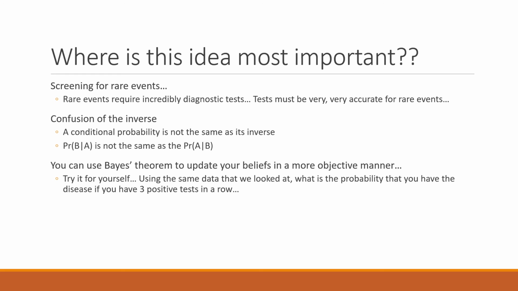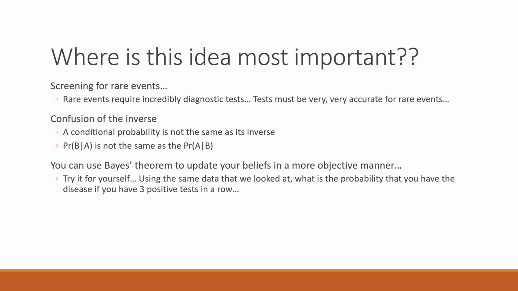Now, the other thing it shows is this idea of the confusion of the inverse, right? So a lot of people would look at this equation and say, oh, well, the test is 99% accurate. That means there's a 99% probability that I have the disease, right? We've just worked through the math and the symbolism that's associated with it to show that that is not the case, right? The probability of B given A is not the same as the probability of A given B.